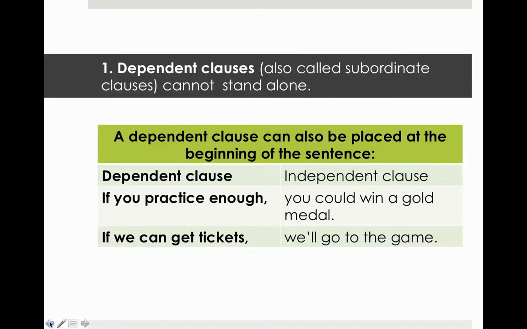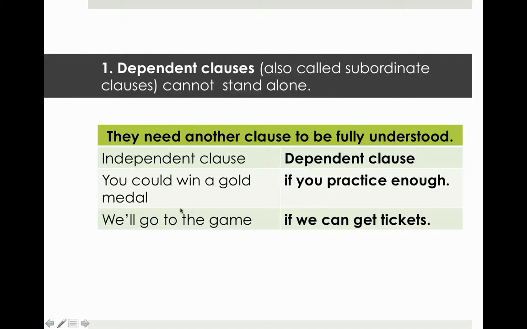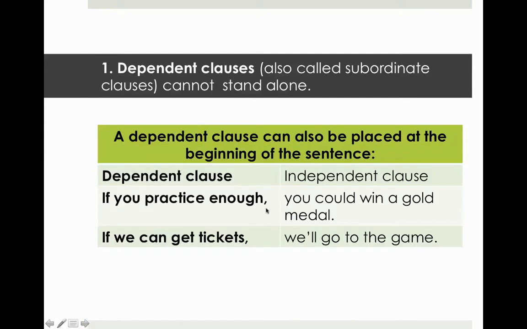Let's go back and see what happens to the comma. Here, when I have this if in the middle of the sentence, you could win a gold medal if you practice enough, or we'll go to the game if we can get tickets, I don't put any comma to combine them. But if I put the dependent clause or the subordinator first, then I'll see a comma before I go on to finish the sentence.